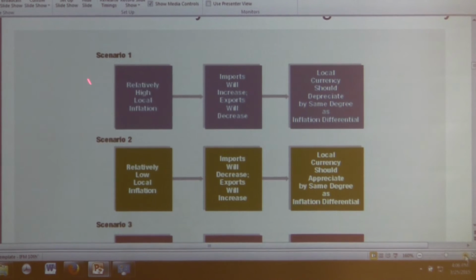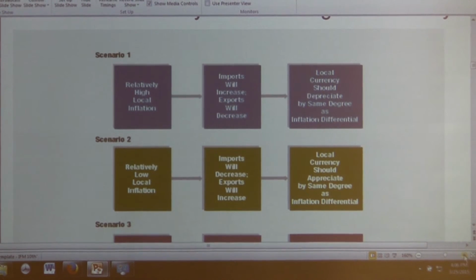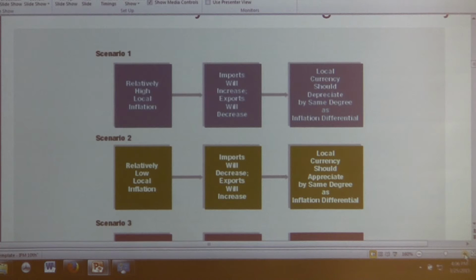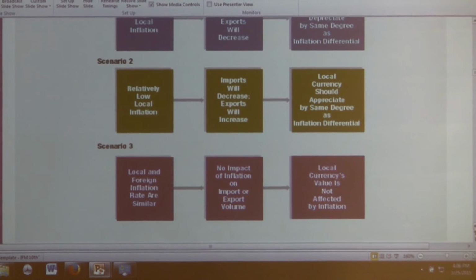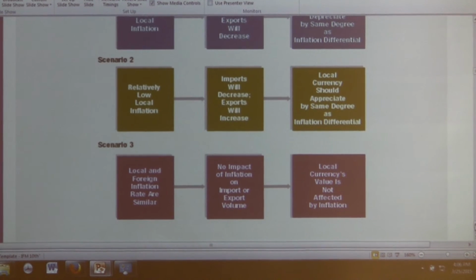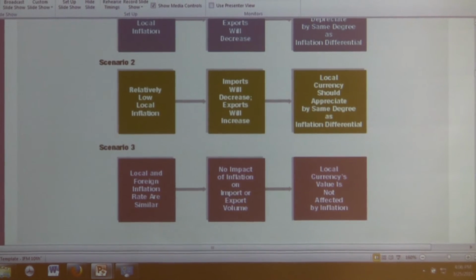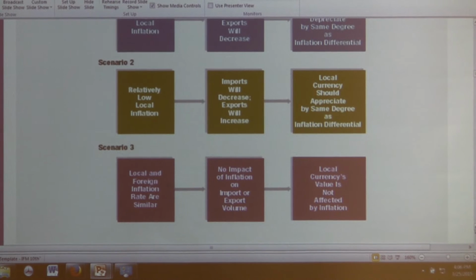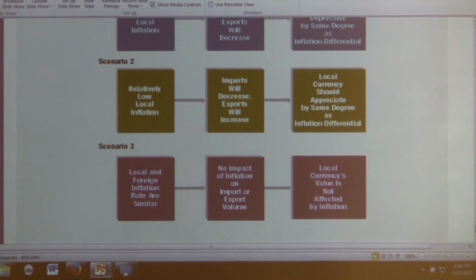So in this case, the reason being that you're going to import more stuff and export less, which means that the demand for your currency is going to be lower. Okay? That's one thing you see here. And the second reason, as we said before, scenario 2, you have low inflation. So right now in the US, inflation is pretty low. And in that case, imports will decrease, exports will increase. Okay, so things are relatively cheap. You can sell your stuff abroad, and local currency should appreciate by the same degree as the inflation differential.